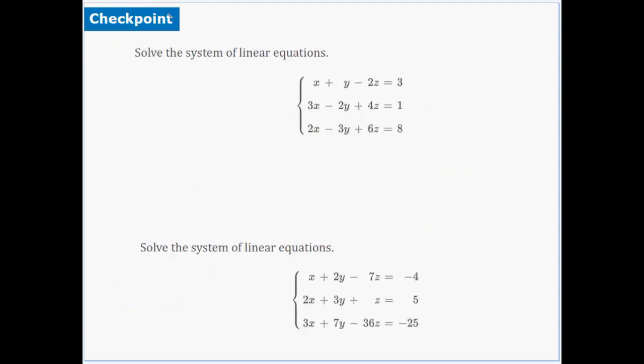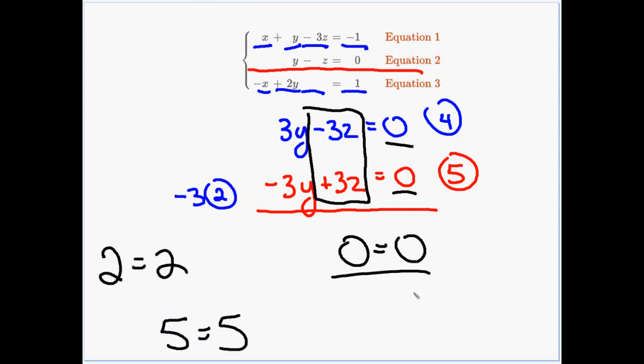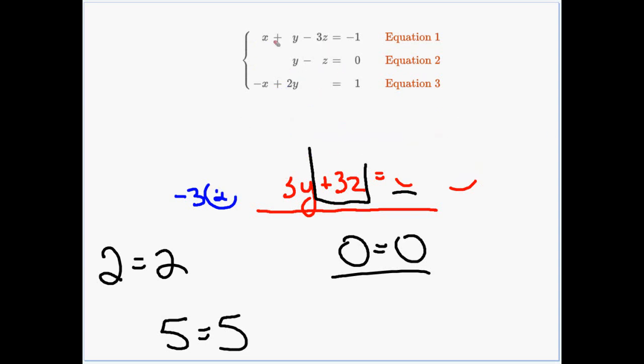Now we've got 0 equals 0. Or maybe in another example, you would see 2 is equal to 2, or 5 is equal to 5. This is always true, so we have infinitely many solutions. Now, there is a way we can write this as an expression for infinitely many solutions.